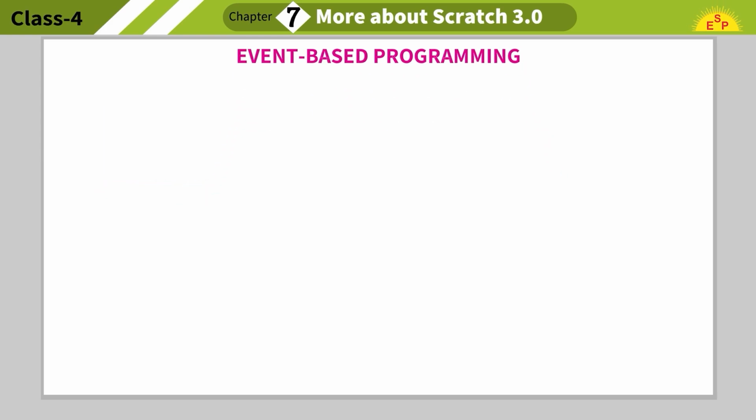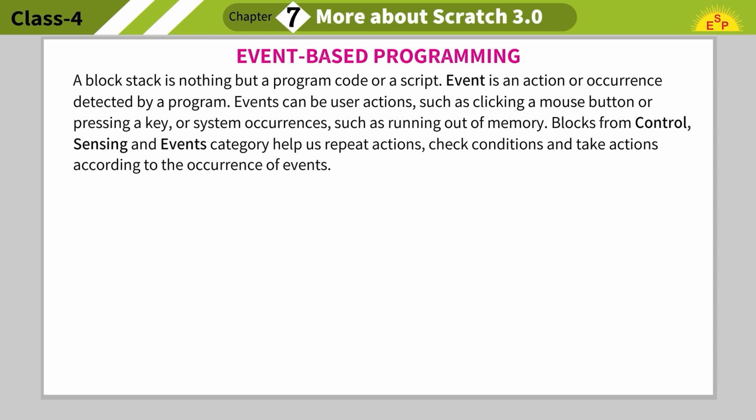Event-based programming. A block stack is nothing but a program code or a script. An event is an action or occurrence detected by a program. Events can be user actions, such as clicking a mouse button or pressing a key, or system occurrences, such as running out of memory. Blocks from control, sensing and events category help us repeat actions, check conditions and take actions according to the occurrence of events.